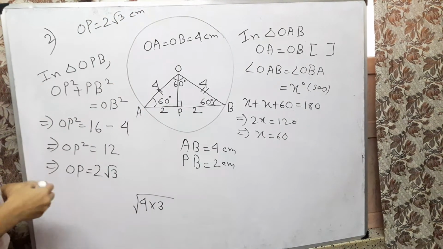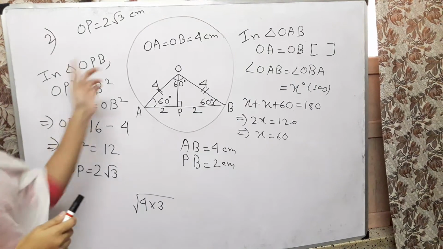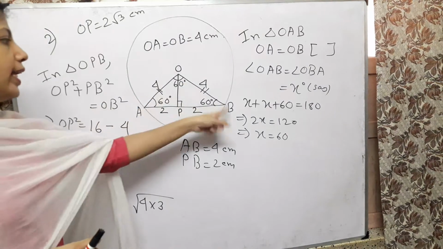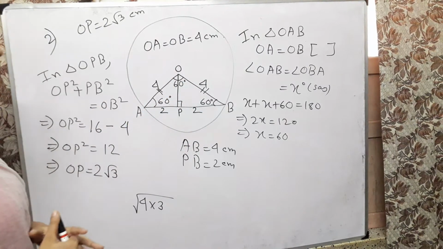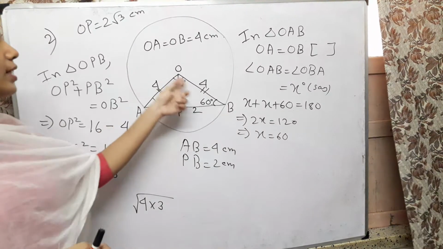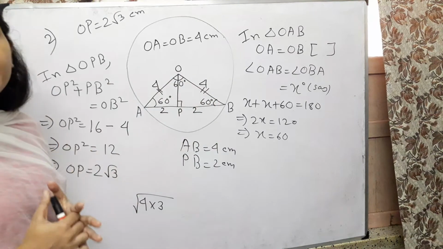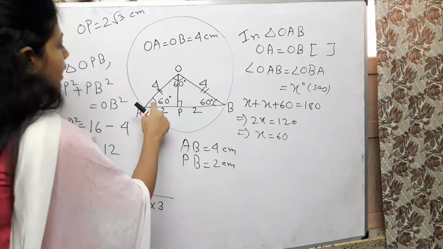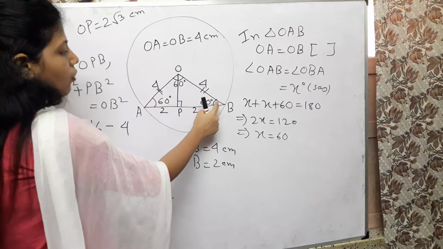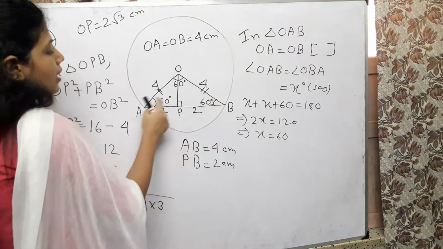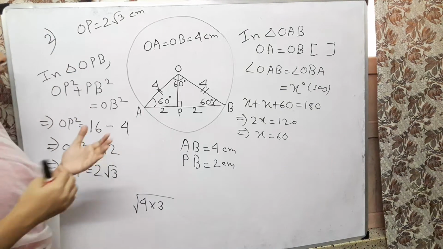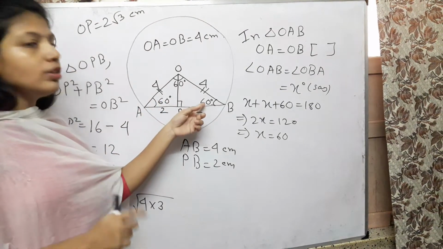I will repeat once more what is given. One circle is there with center O, radius 4 centimeter and angle AOB equals 60 degree. We have to find the length of OP. First, since OA equals OB because both are radii of the same circle, these angles are also equal. We can take it as x. X plus 60 equals 180. From there solve x. Now you will get that these angles are also 60 degree.